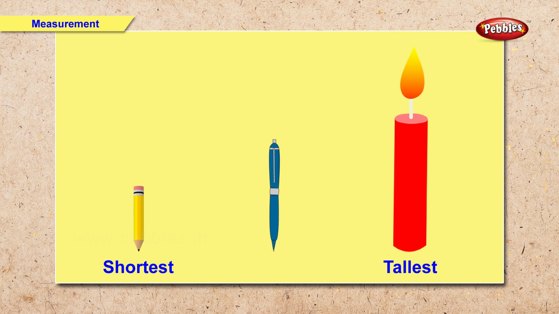Here we have a pencil, a pen and a candle. So what is the tallest? Come on, tell me fast. Right. Candle is the tallest. And what is the shortest? Right. Pencil is the shortest.